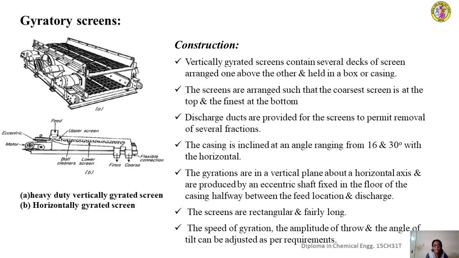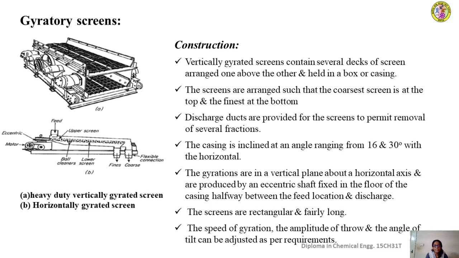First one we are taking up is a gyratory screen. Here the screens are gyrated either about a horizontal or a vertical axis. When they are gyrated about a horizontal axis, they are called vertically gyrated screens, or they may be horizontally gyrated screens if they are gyrated about a vertical axis. The figure shows both types of designs. The upper one is the vertically gyrated screen and the lower one is the horizontally gyrated screen.